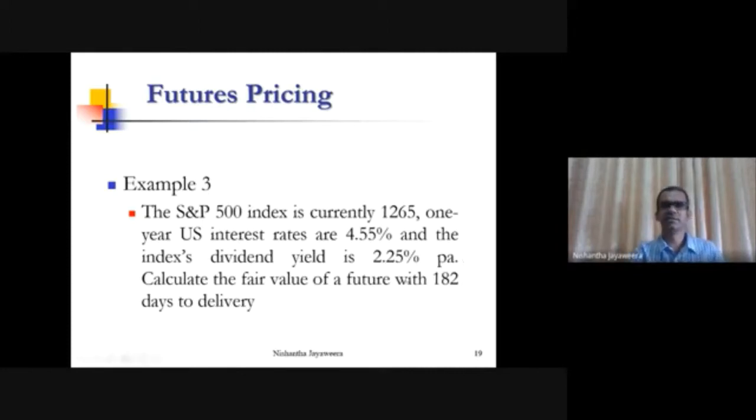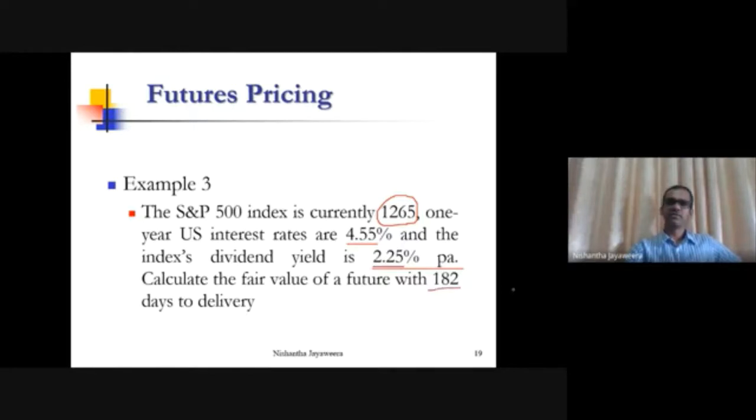And again, even the benefits are given as an interest rate, something like 2.25% per annum. So we do the same calculation as we did in the previous example for storage cost. So this is the market price, current price. Interest rate is 4.55. Dividend yield is 2.25. We need a future with an expiry of 182 days.